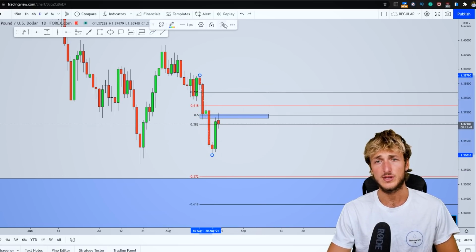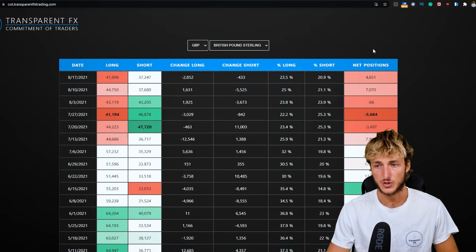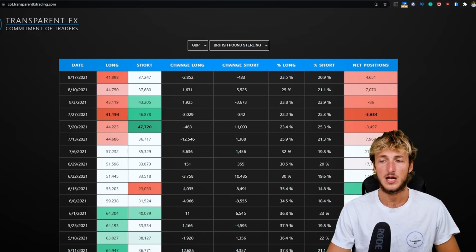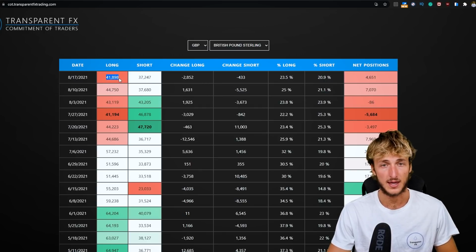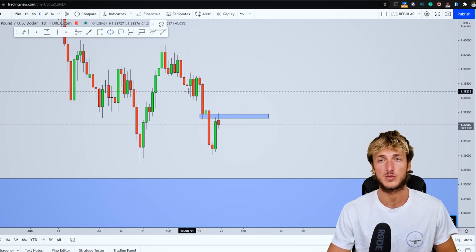Now, if we go and see what we have from a COT perspective, so commitment of traders, which is basically what the non-commercials and the biggest speculators are doing, we can see how we went from having 32.1k net positions down to having 4.6k net positions, with overall shorts getting increased from 23k to 37k and longs getting decreased from 64k all the way down to 41.8k. So GBPUSD is definitely getting bearish also from an institutional perspective.